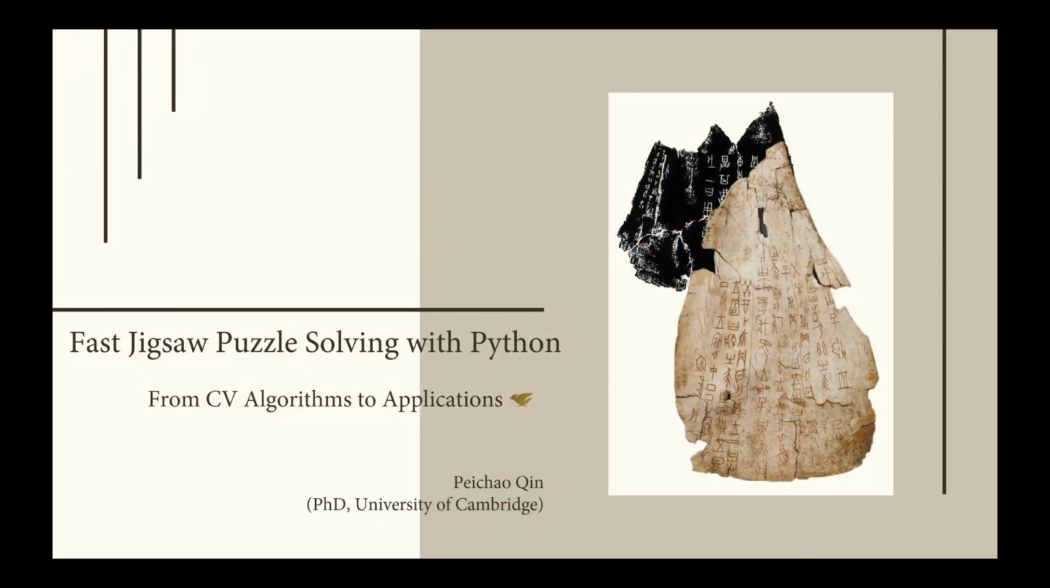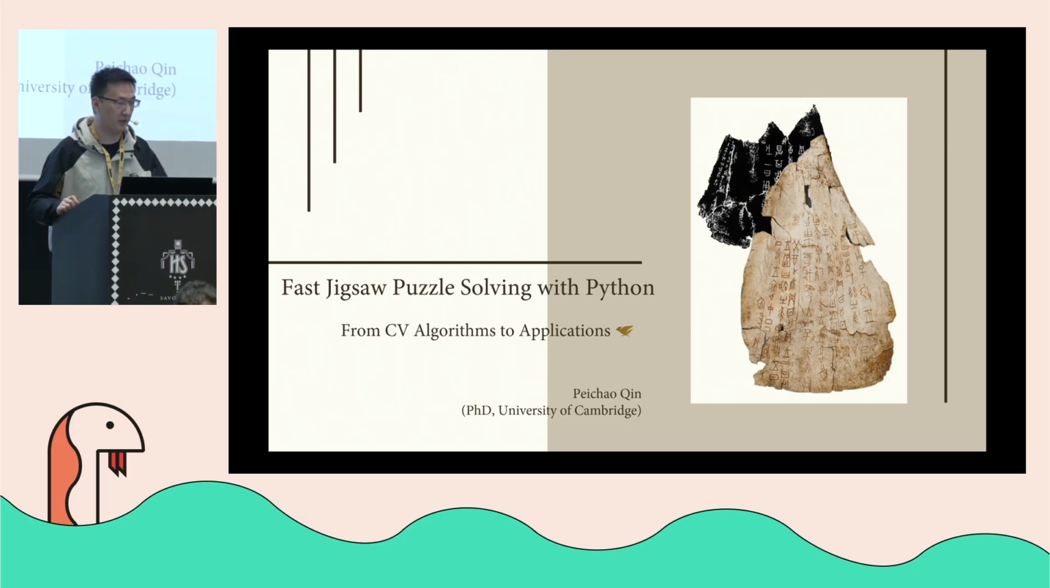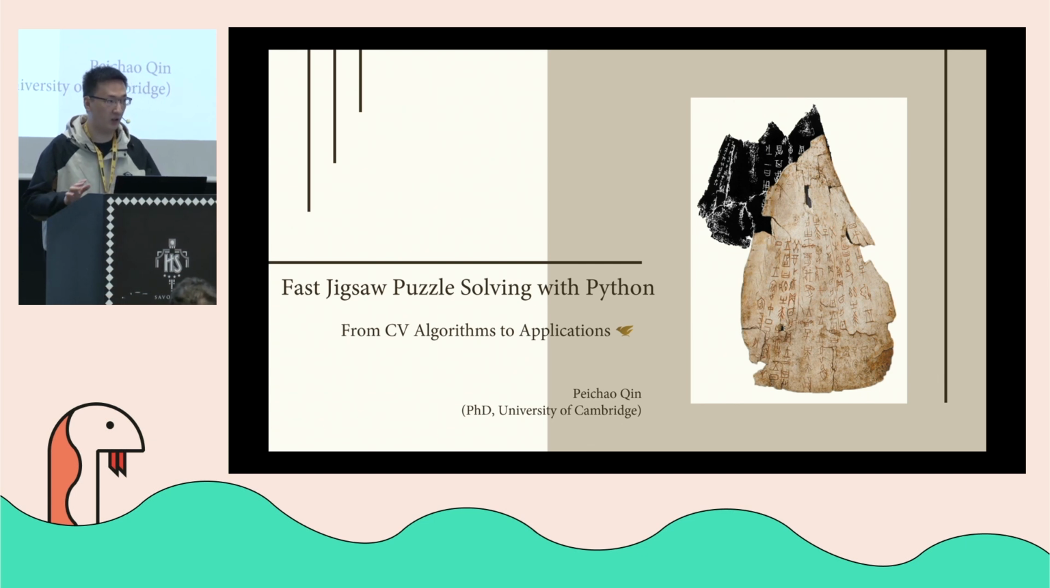And welcome to my talk on jigsaw puzzle solving with Python using computer vision techniques. As we know, computer vision is all about understanding and processing images using computer systems and techniques. And the relevance or applications of CV algorithms are present in virtually every aspect of our daily life.